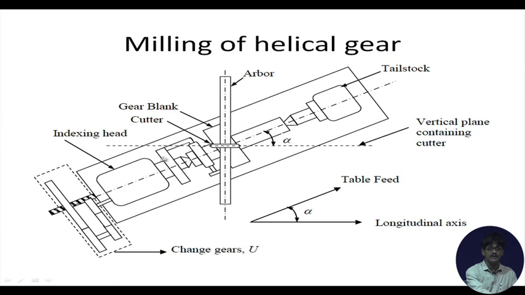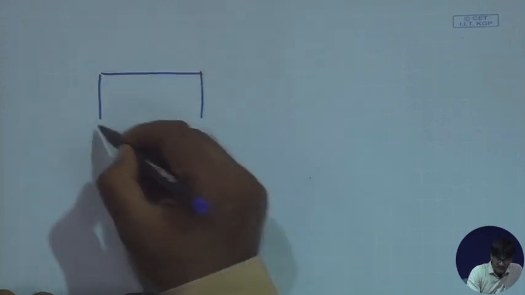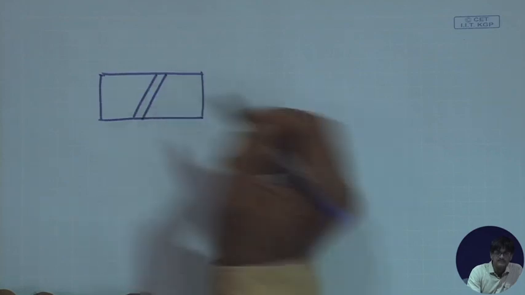The job is connected through change gears to the lead screw, so that the longitudinal motion and rotational motion of the job are connected together. Last day we also discussed one point: why have we inclined the job at a particular angle about a vertical axis? This is because the cut is going to take place along an inclined line, this way.